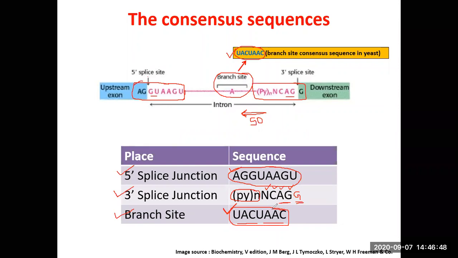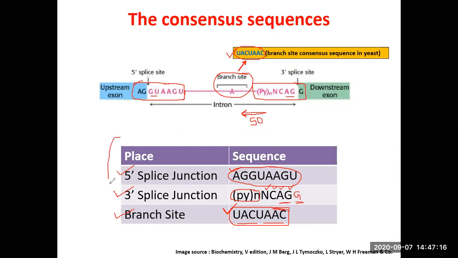What is meant by this? That you don't have the same sequence repeated in all the introns. Rather, you have different types of sequences occurring about 50 nucleotides upstream of the 3' splice junction in human beings. So therefore, we will not be using the word consensus sequence. But in case of yeast, it is this sequence only that is repeated, this sequence only which is present, and therefore we can call it a consensus sequence.